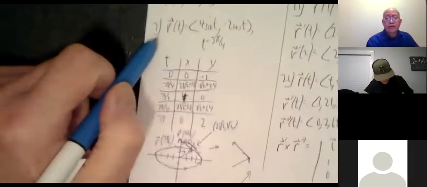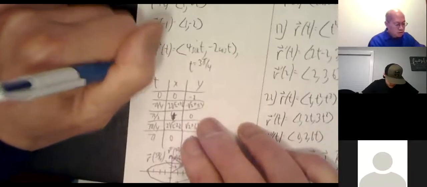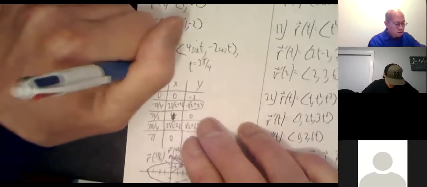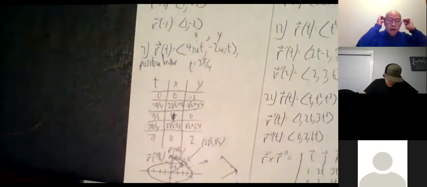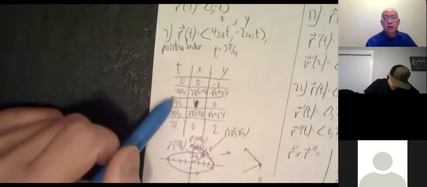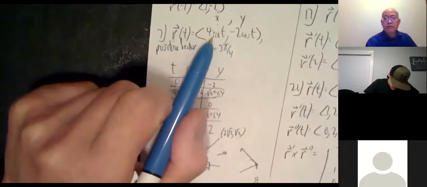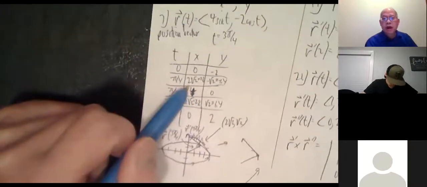Okay, plug in for x. Remember, this is x, y. If they give me r, r is a position vector. Anytime it's a position vector, it's automatically x, comma, y in 2D or x, y, z in 3D. Okay. So plug in 0, sine of 0 is 0. Pi over 4, sine of pi over 4 is radical 2 over 2. Multiply that by 4, 2 radical 2.